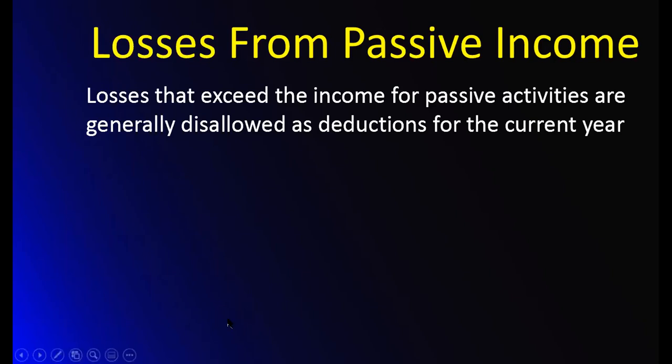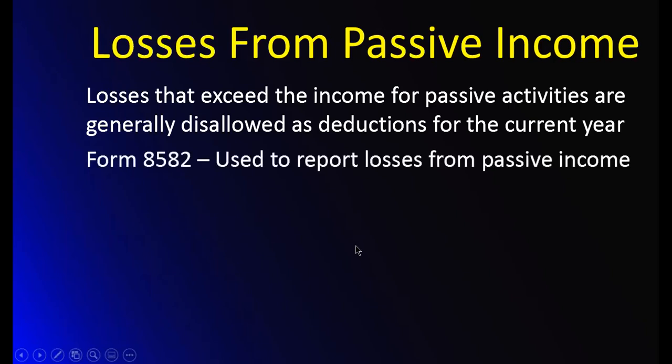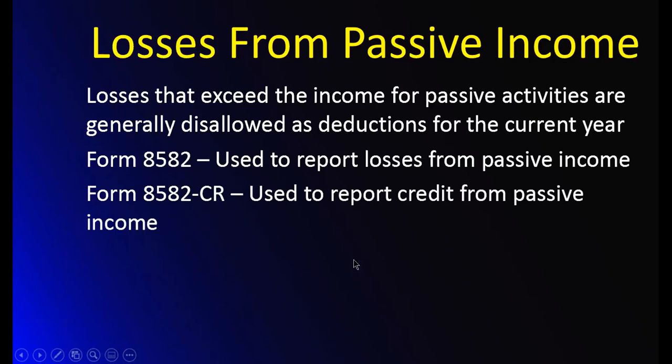Okay, but here's what's cool. You use two different forms. Form 8582, and that's used to report losses from passive income. The other form is to report credits from passive income. So you have either a gain or a loss from it, right? But here's what's really cool.